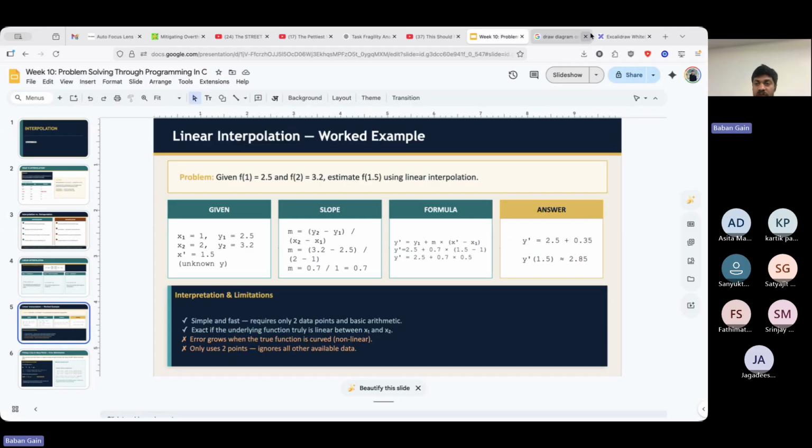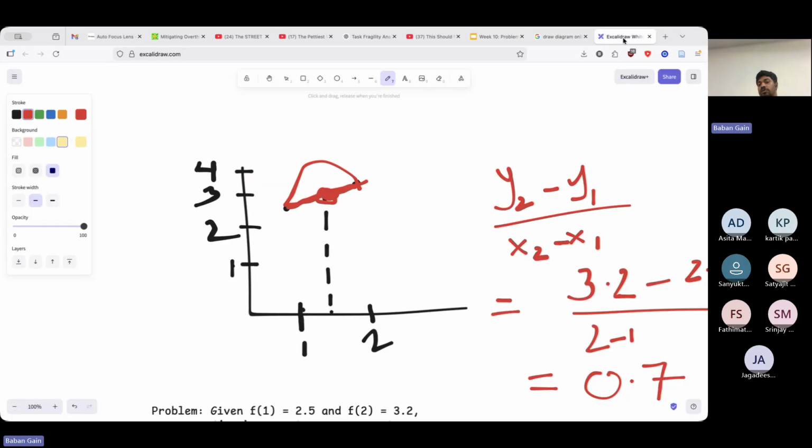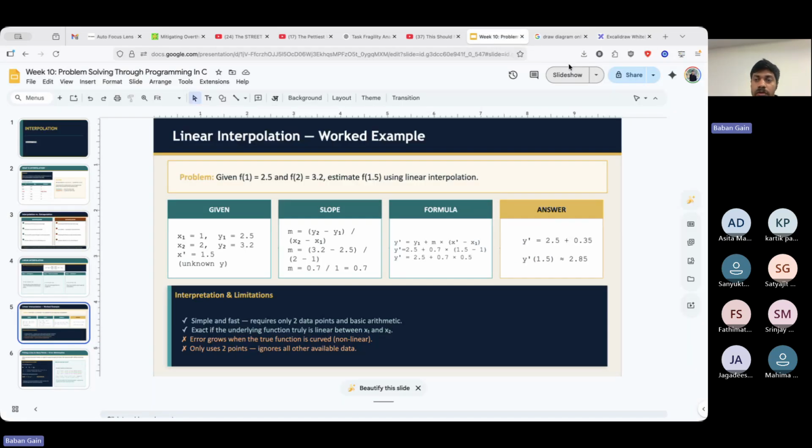And another thing is that this method is used for only 2 points, but suppose you have 3, 4 points. So this method is not useful in this case. There are some other methods which will come.